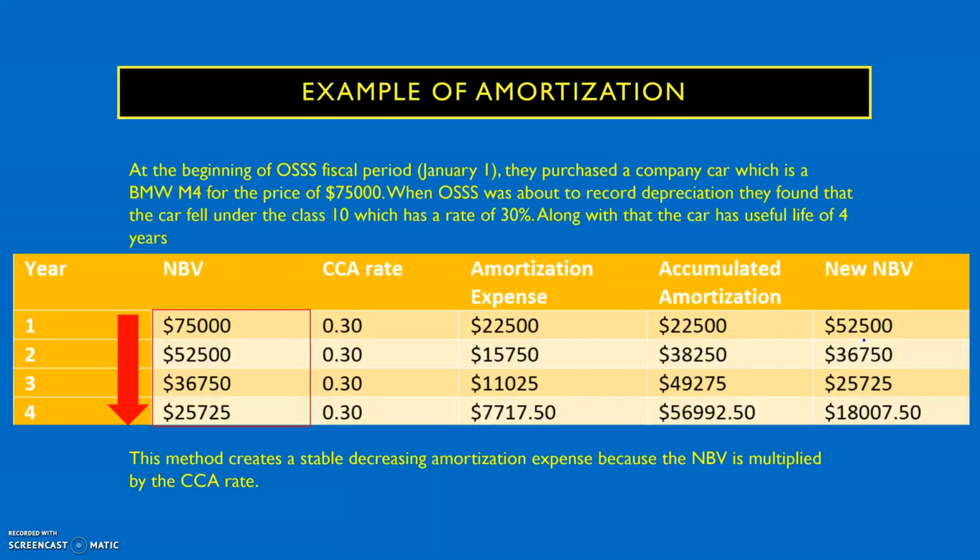As you can clearly see, this method creates a stable decreasing amortization expense, because the net book value is multiplied by the CCA rate. Because the capital cost allowance rate is less than 1, it will always decrease once you multiply it. $75,000 times 0.3 gave you $52,500. $52,500 was then multiplied by 30%, and you would get $36,750 once you subtracted the $15,750 from the initial net book value at the beginning of the year. So every time you multiply these two, you get your amortization expense, and you subtract it from the net book value at the beginning of the year, which gives you your new net book value at the end of the year. And as you can see, it just decreases.